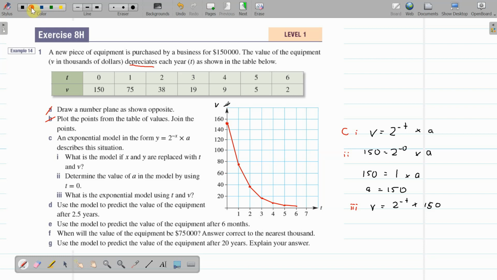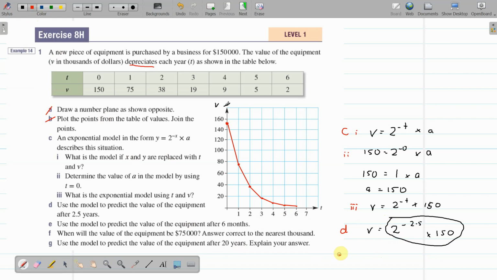D. Yep, we'll do it over here. Use a model to predict the value of the equipment after 2.5 years. All you do is put 2 to the minus 2.5, 2.5 years, times 150. You put all this in a calculator, you'll get our answer.